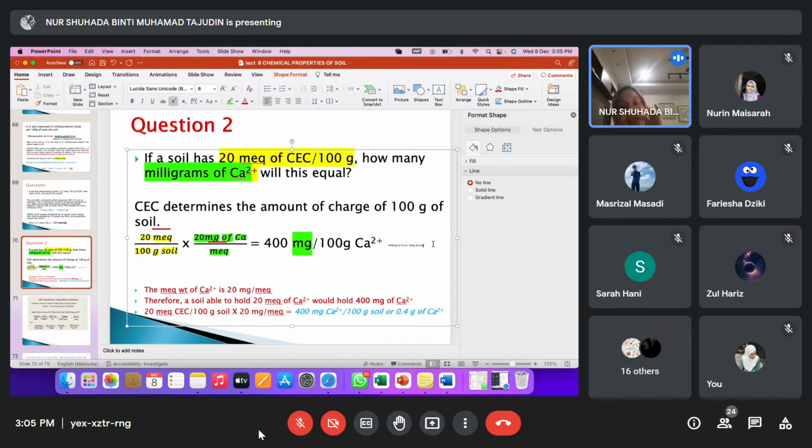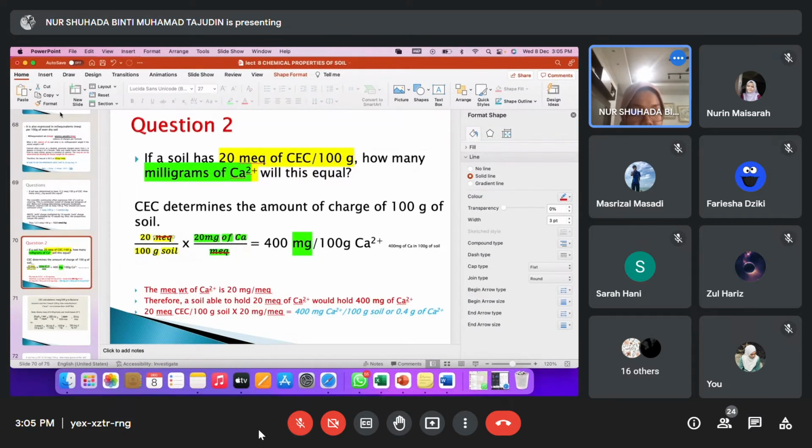Okay, jadi bacaan dia baca macam ni. Okay, clear Nurin? Okay, jadi kalau you nak tukar ke kg, contoh saya nak tanya. Okay, you have to understand ini untuk 100 gram of soil. But I want to ask you, in 1 kg of soil macam mana? So you have to convert lah. Convert 100 gram kepada kg.